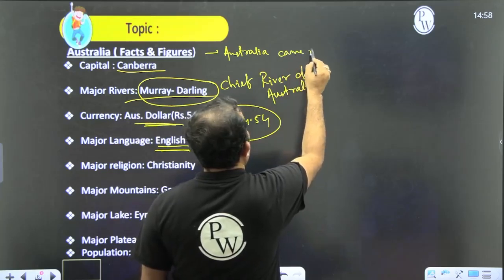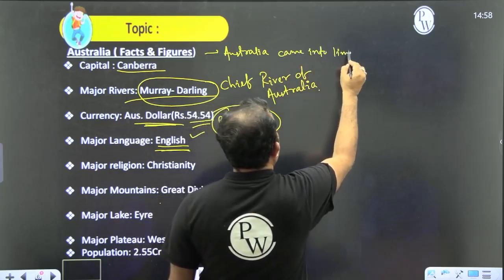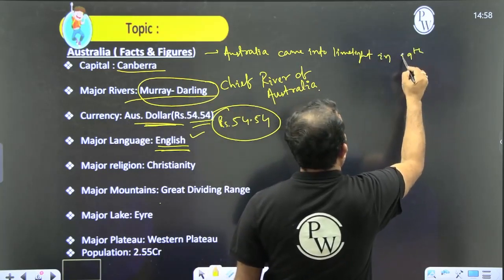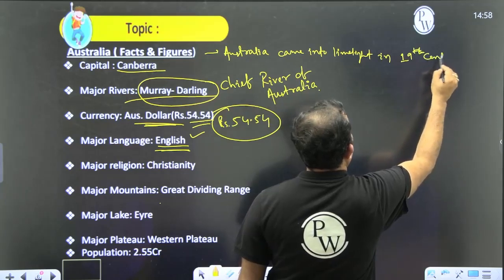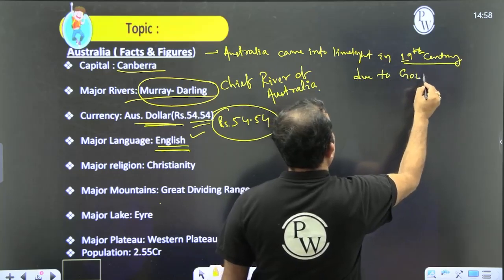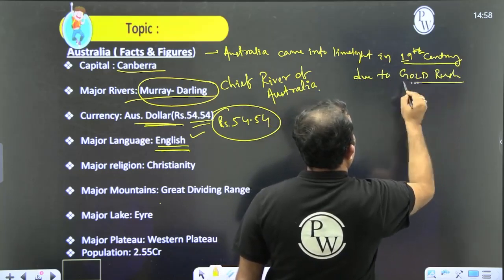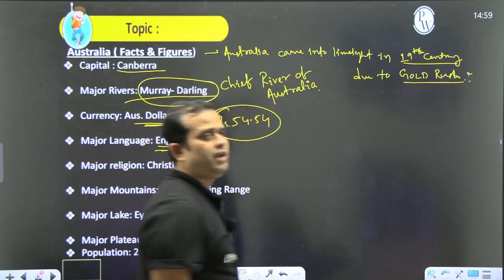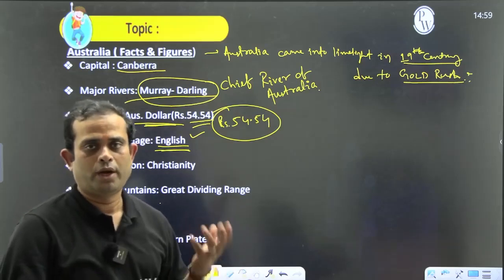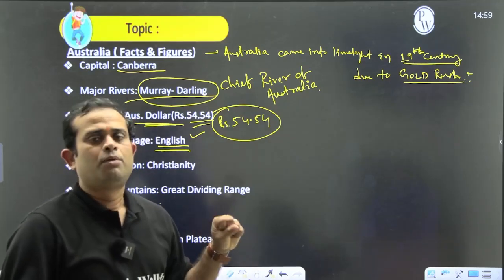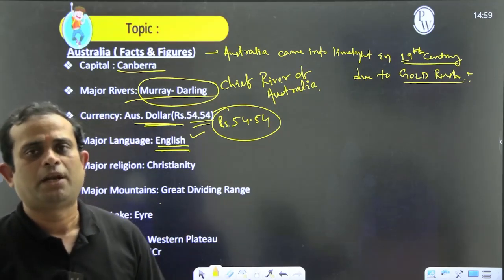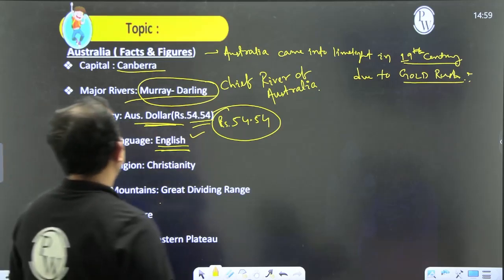Australia came into limelight in the 19th century due to gold rush. There may be a question in your mind: what is gold rush? Gold rush means the discovery of gold in gold mines attracted people from different parts of the world to make a settlement in Australia, right?